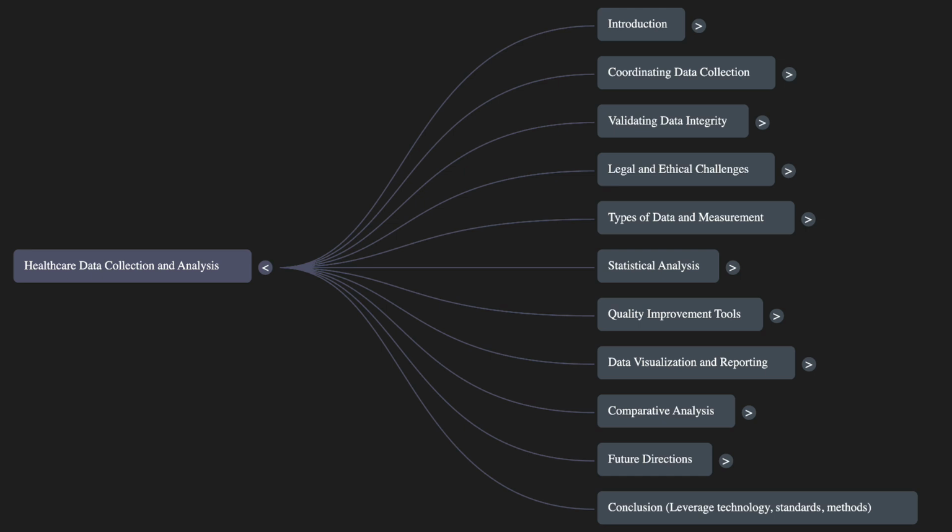Any newer tech making waves here? Definitely. Cloud-based platforms like REDCap are becoming quite standard, especially in research. And wearable devices are increasingly important. Like fitness trackers, smartwatches. Exactly. They can provide continuous real-time data on activity, heart rate, even glucose levels for diabetics.